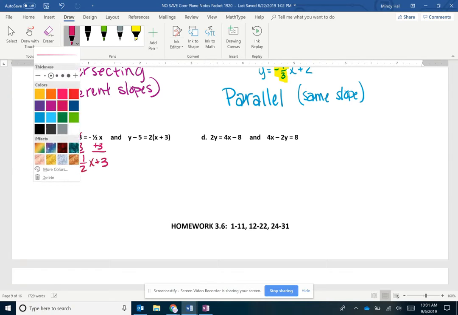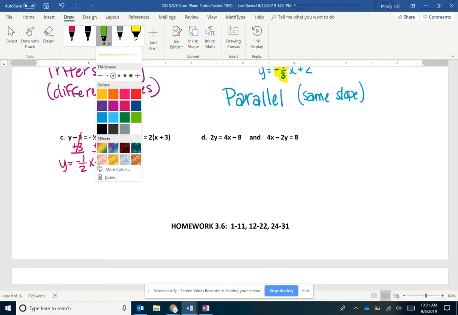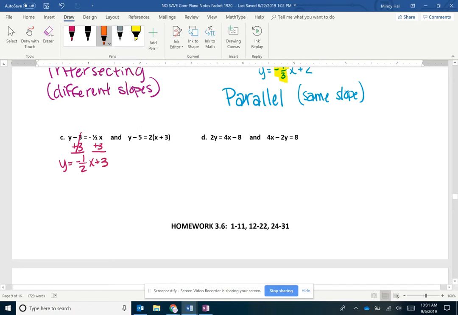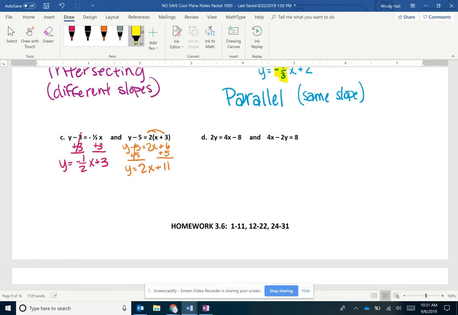Okay, so then we'll just do a lighter pink for this one. Yes, that might be too similar. Let's do purple. Actually, we'll do orange. I can't decide. So we're going to distribute the 2. So we have y minus 5 equals 2x plus 6. And then we're going to add the 5 so that we have y equals 2x plus 11. Now with this, you notice our slopes. They are opposite reciprocals because they are opposite signs, and it is flipped. So because of that, these are perpendicular.